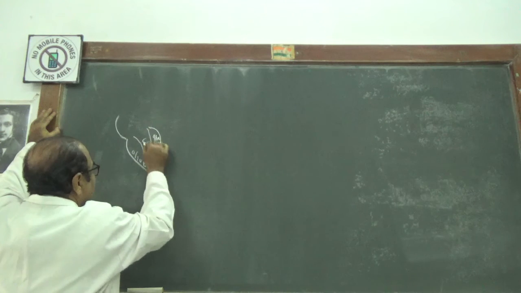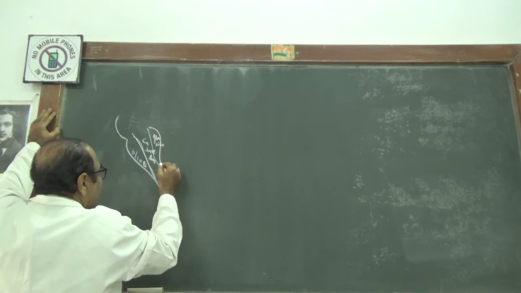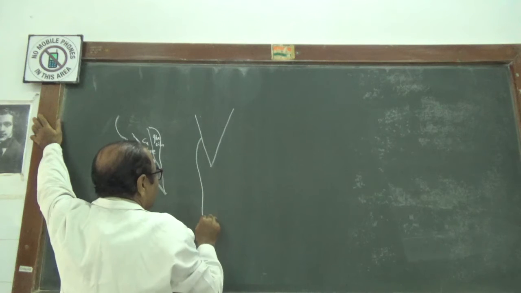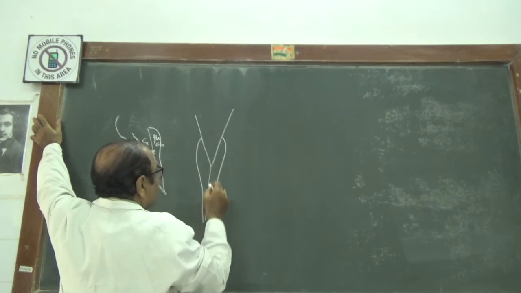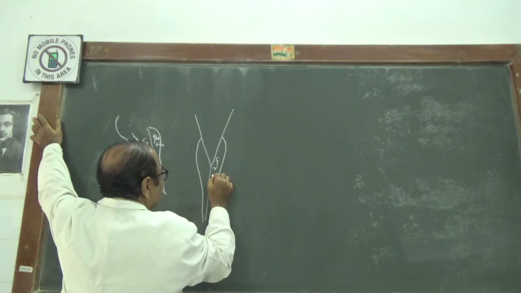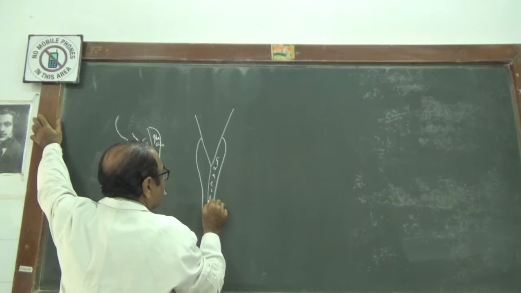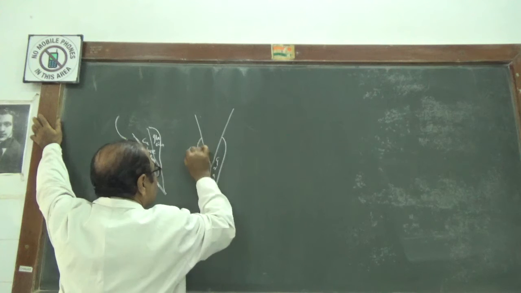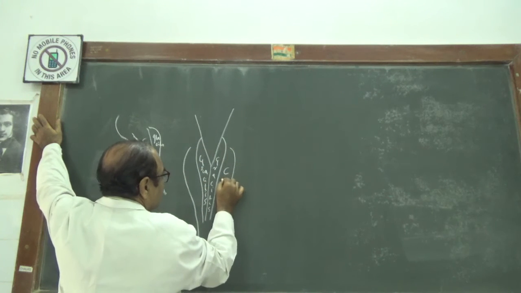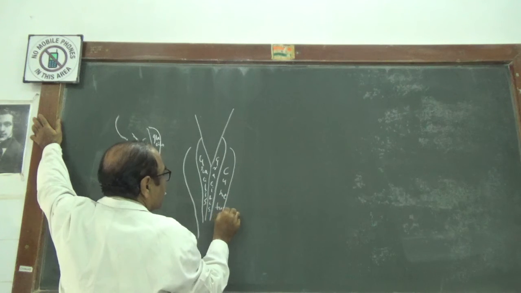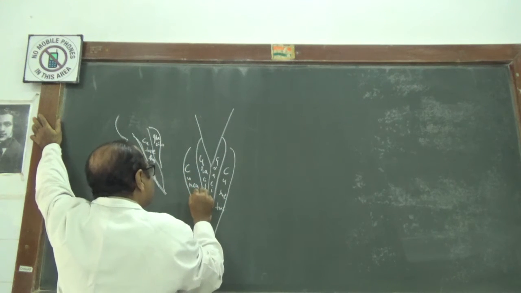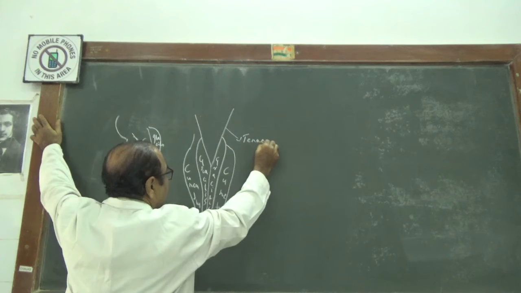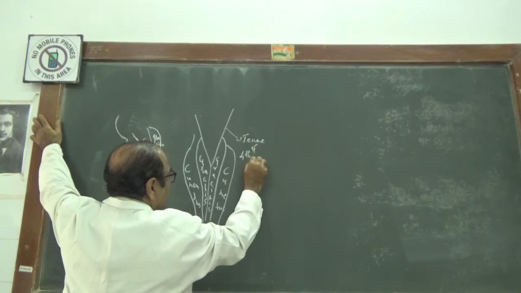I mean to say, from here, this will be the posterior surface. So already you have got a diagram like this. This will be the gracilis, and this will be the cuneatus. And this will be the tinea of the fourth ventricle.